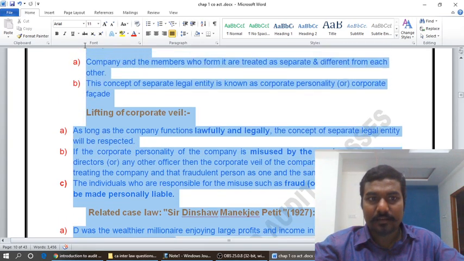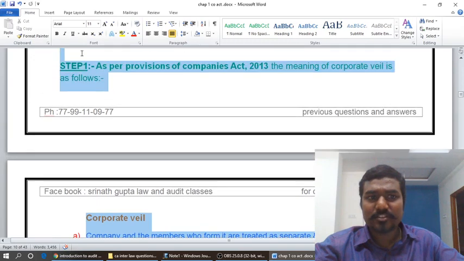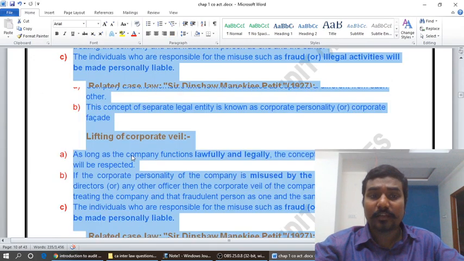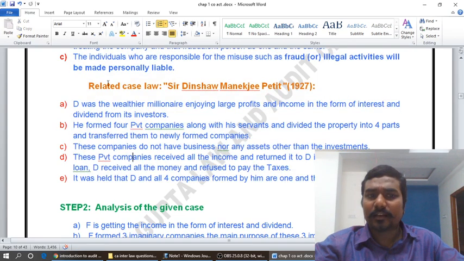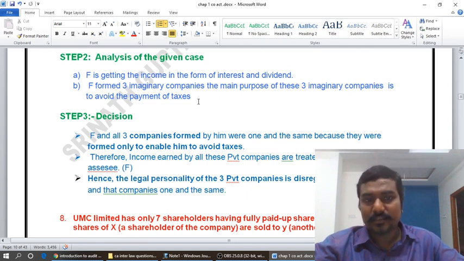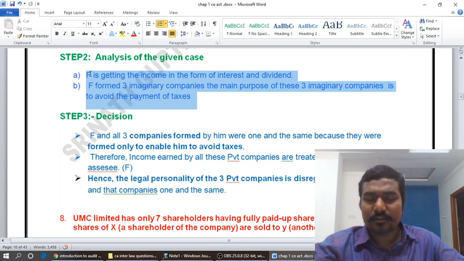So in step number 1, I am explaining the provision of the law, that is what is the corporate veil and when to lift the corporate veil. So I gave the related case law facts also, sir. Next, analysis of the given case. F is getting income in the form of interest and dividend. F formed three imaginary companies. The main purpose of these three imaginary companies is to avoid the payment of taxes. So, sir, whatever F did, the same thing was done by Dinshaw also practically.